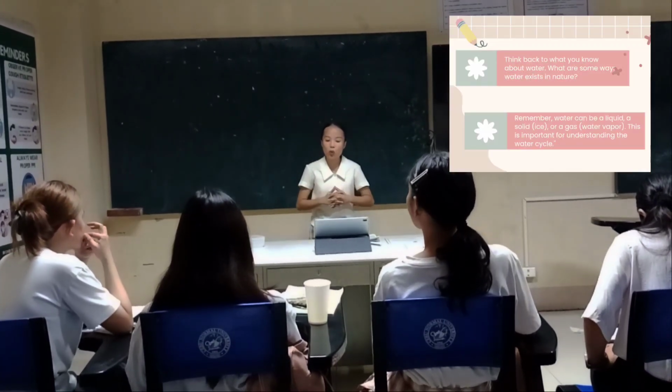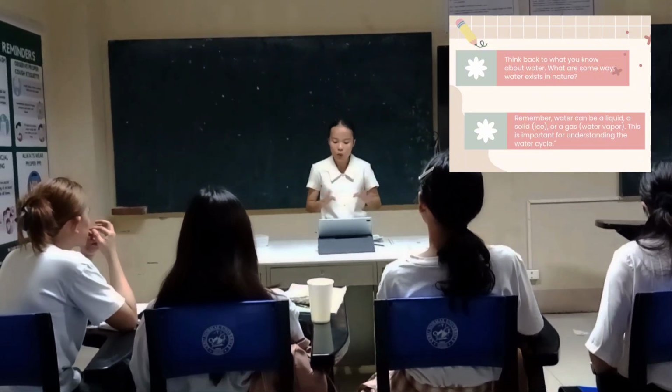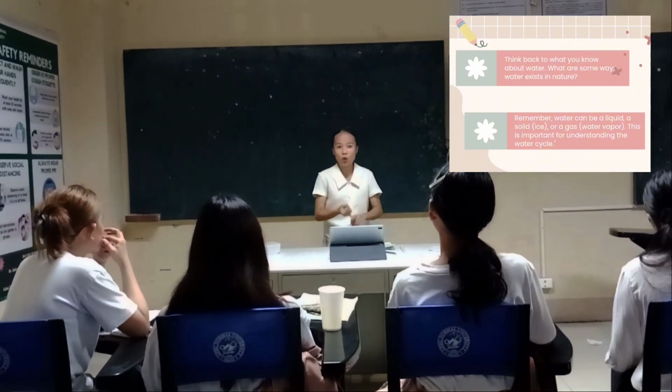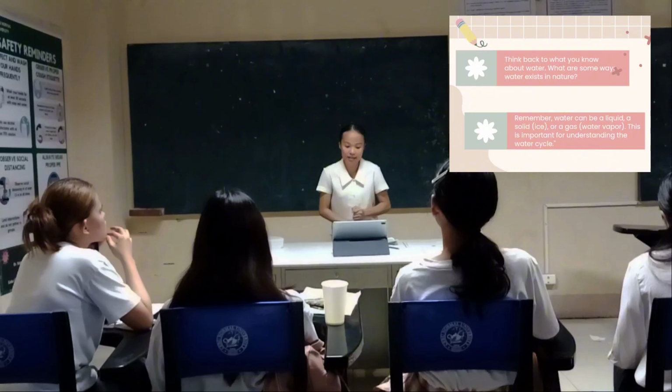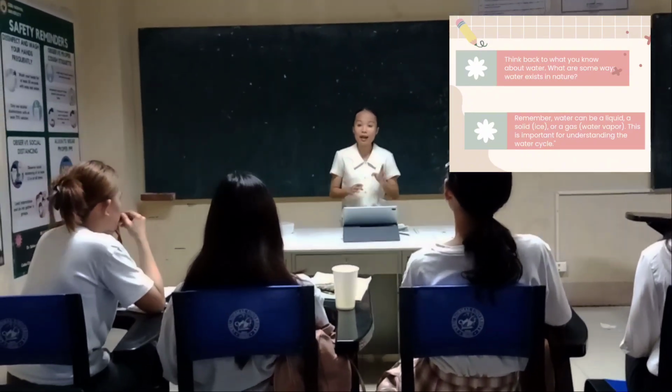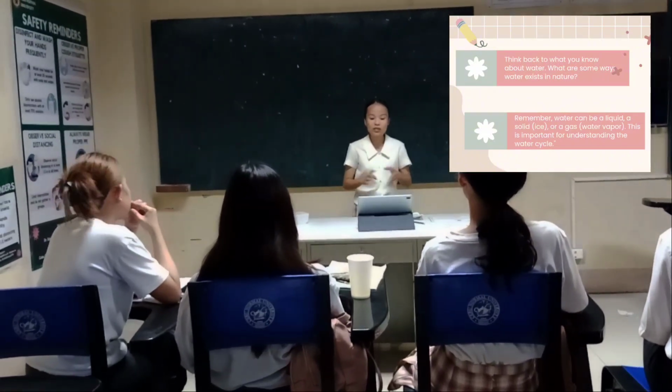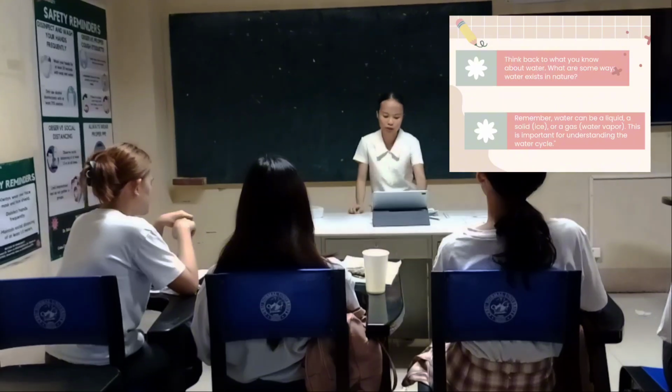So think back to what you know about water. What are some ways water exists in your life? Very good. So we have oceans, rivers, and lakes. Remember, water can be a liquid, a solid or ice, then a gas or water vapor. This is important for understanding the water cycle.